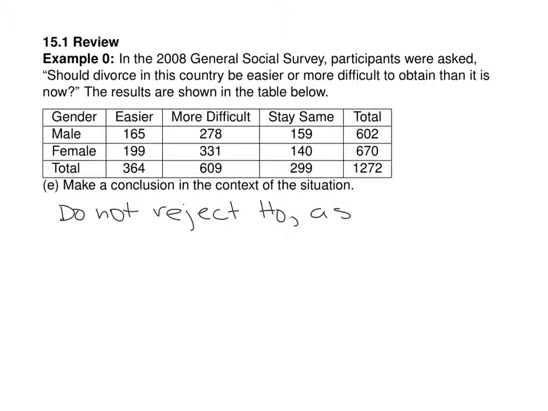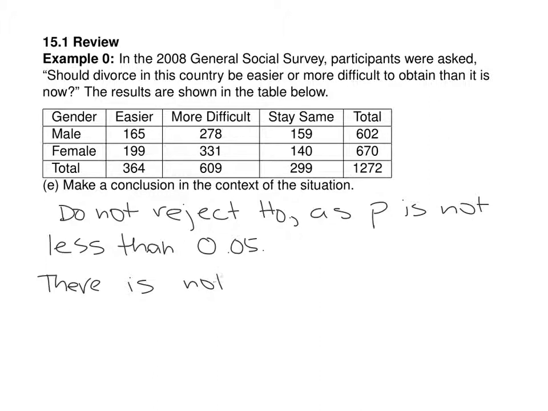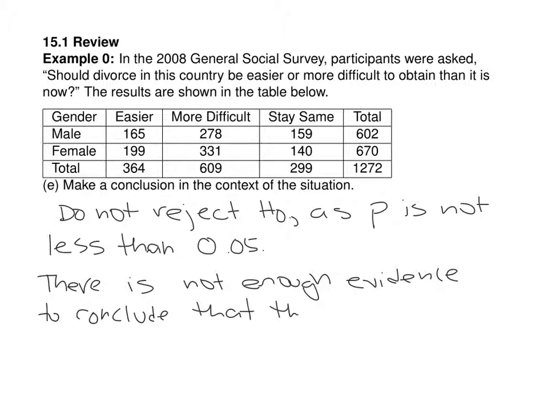And the reason is, as P is not less than 0.05, in this case there is not enough evidence to conclude that there is a relationship between gender and opinion about easy getting a divorce.